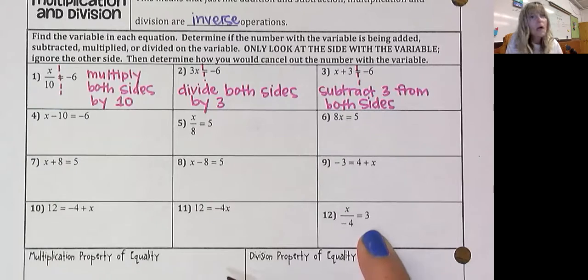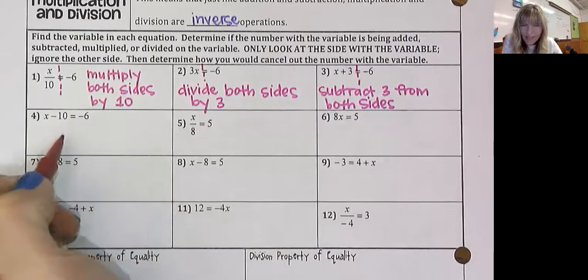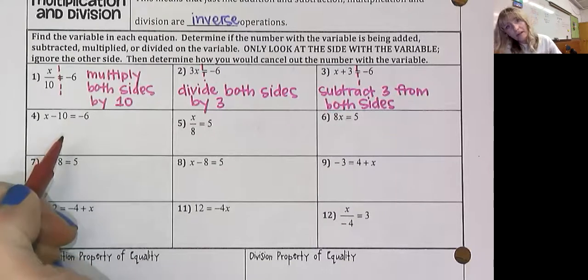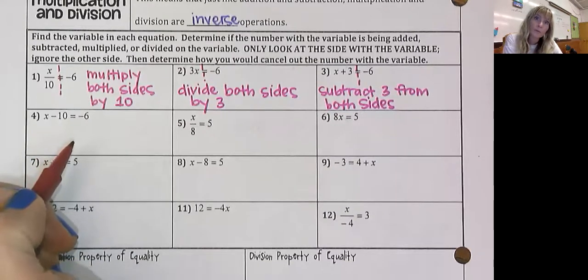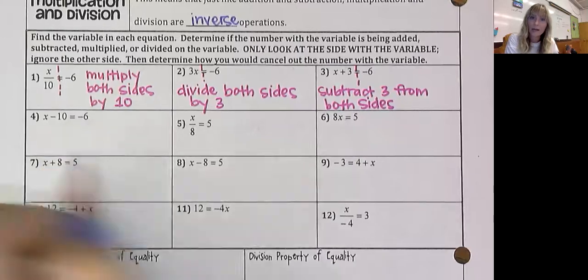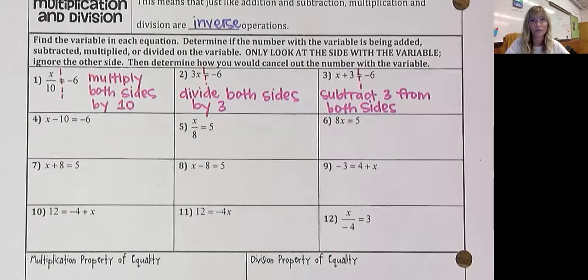Number 12, okay? So I want you to look at where's the variable, what are they doing to the variable, and then I want you to write down how you would cancel that. Because they're adding 3, I'm going to subtract 3 from both sides, okay? Pause me right now and try through number 12.